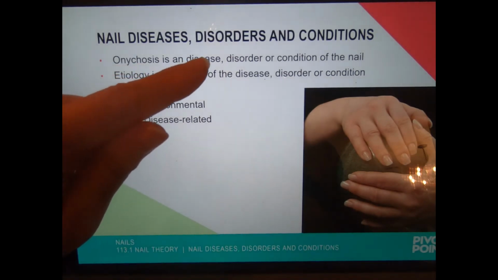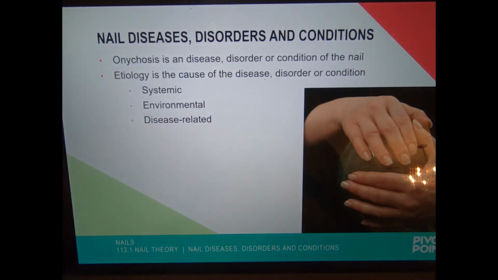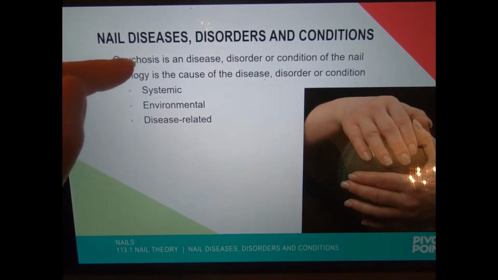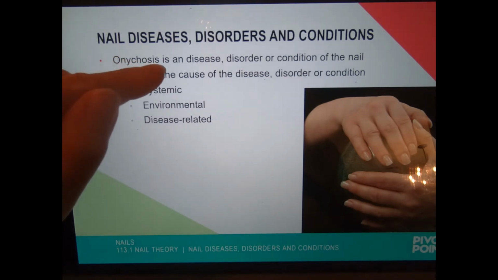Onychosis is any disease, disorder, or condition of the nail. So if you go to the doctor and they say, you have onychosis of the nails, basically what they're saying is, I don't really know what it is, but I'm going to use this general term, and that covers everything. There are two short words that start with onych, which again means nail: onychosis and onychia. I'm going to explain how to remember onychia later on.